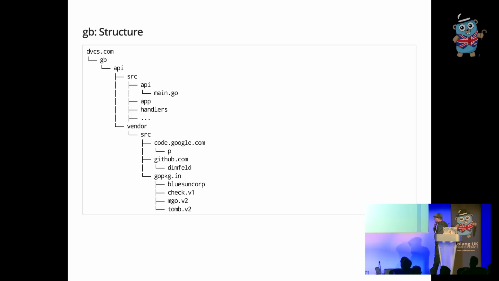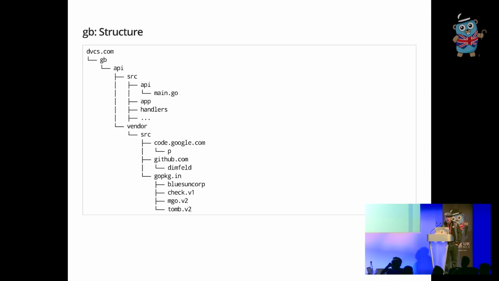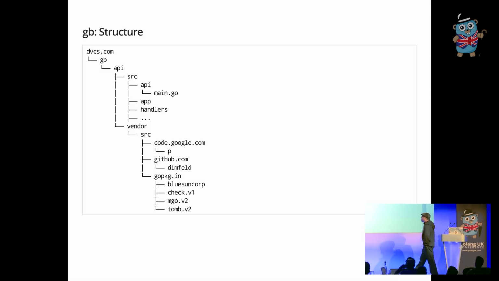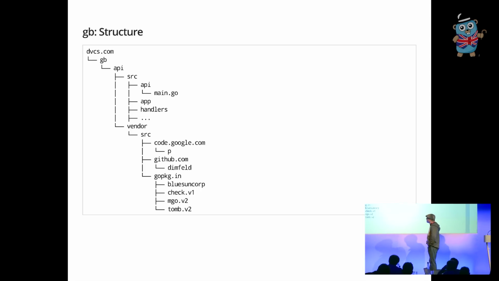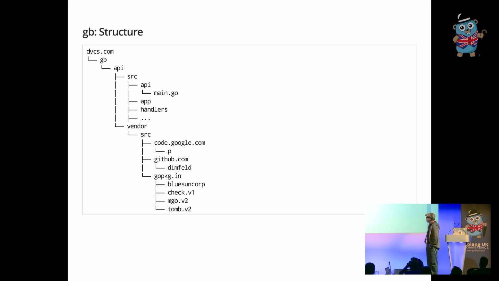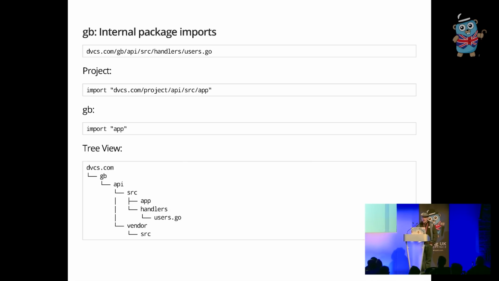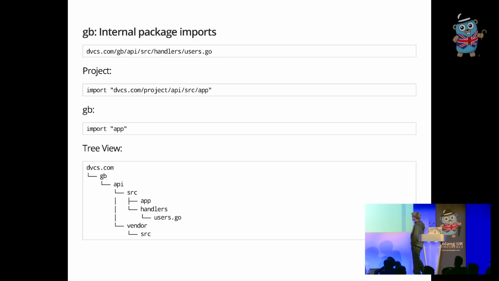So here's the structure of my GB project on disk. It's very similar to what we had before. Off of my repo here, API, I've got my source folder. I've got all the code that I'm writing. I have a vendor folder. The one difference here is I've got that source folder under the vendor folder. And that's now where all of that code is. GB is going to produce a Go path on the fly underneath based on where those source folders are. And when it does that, things get really, really simple.